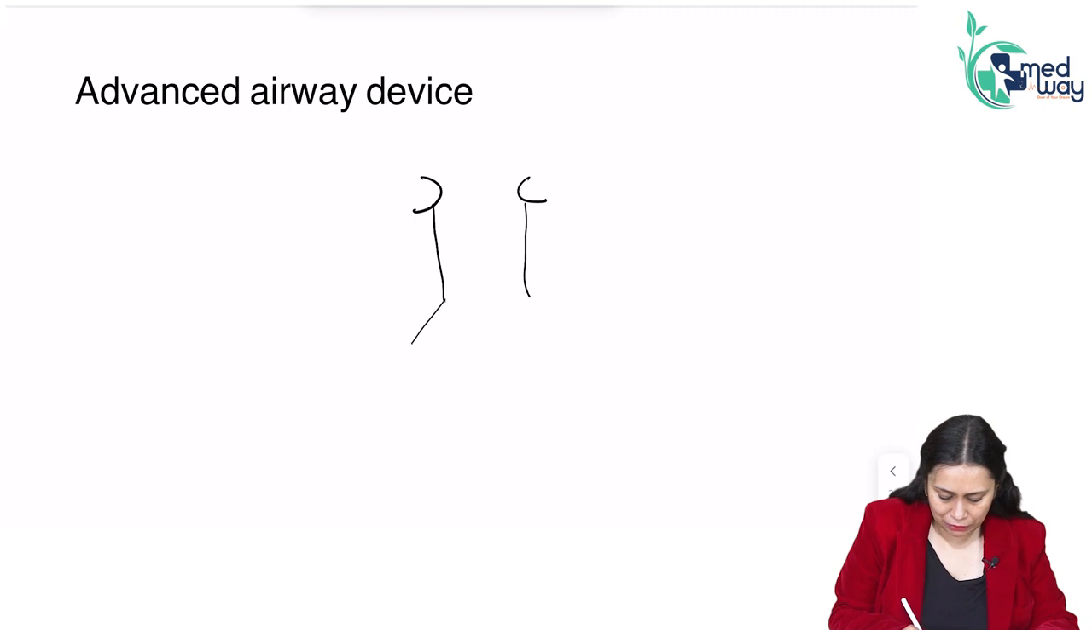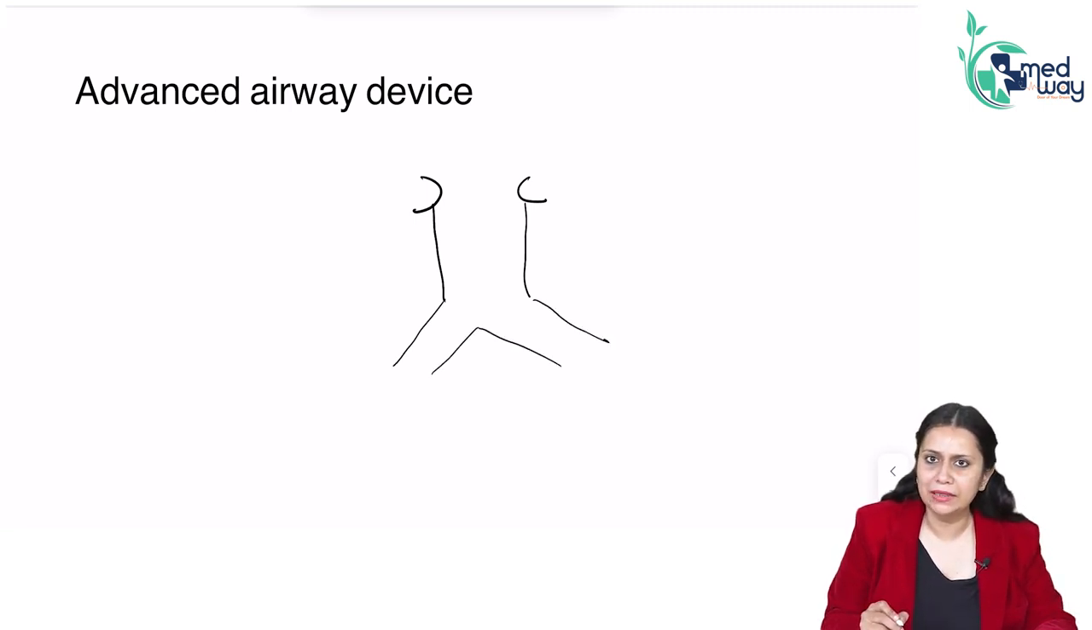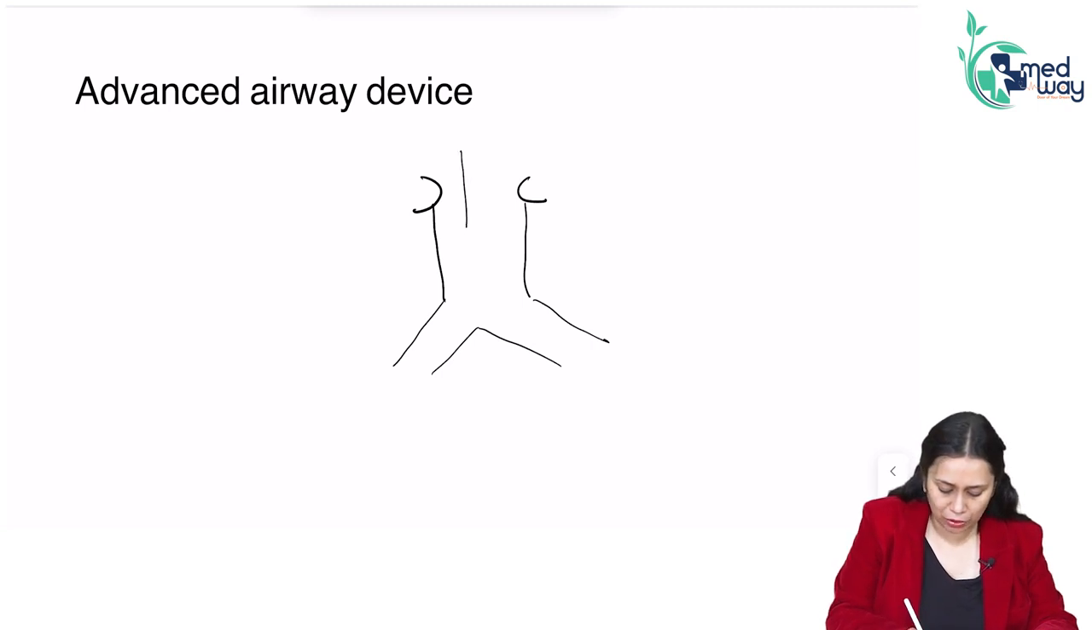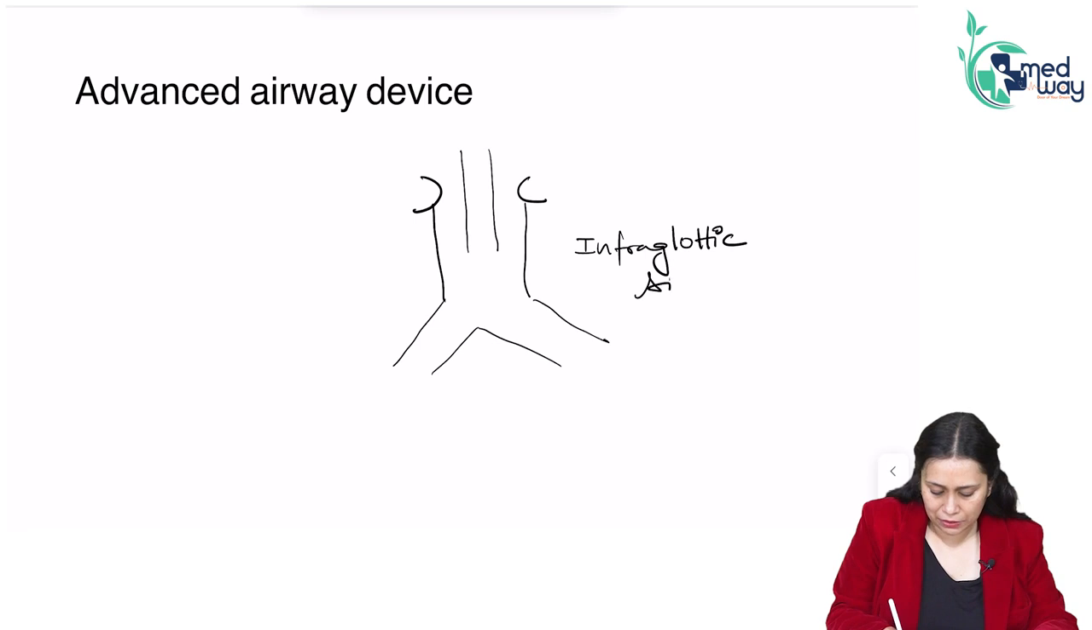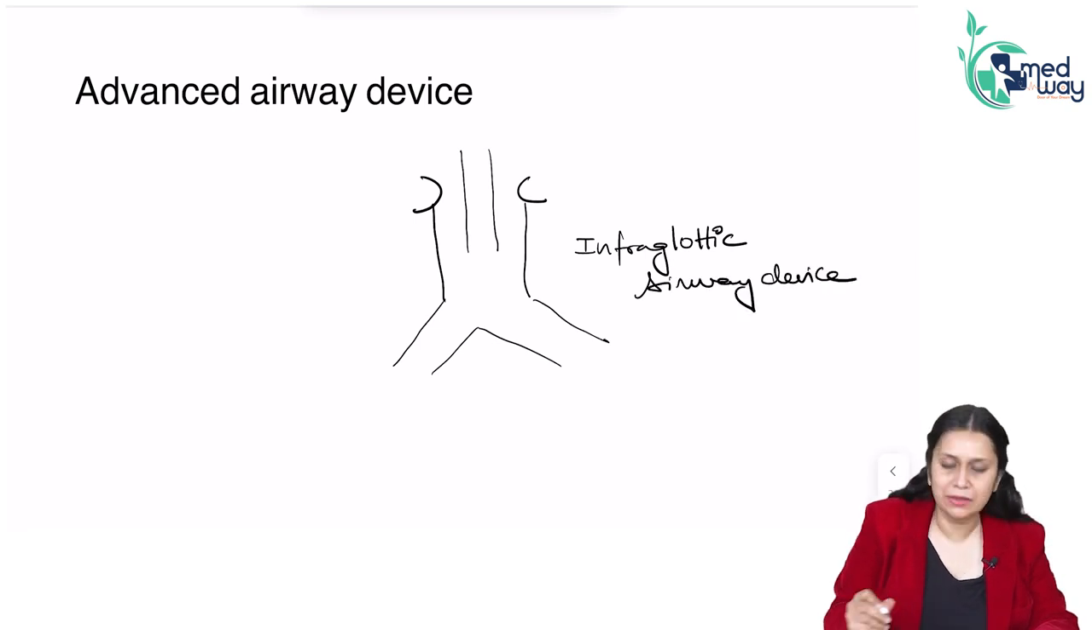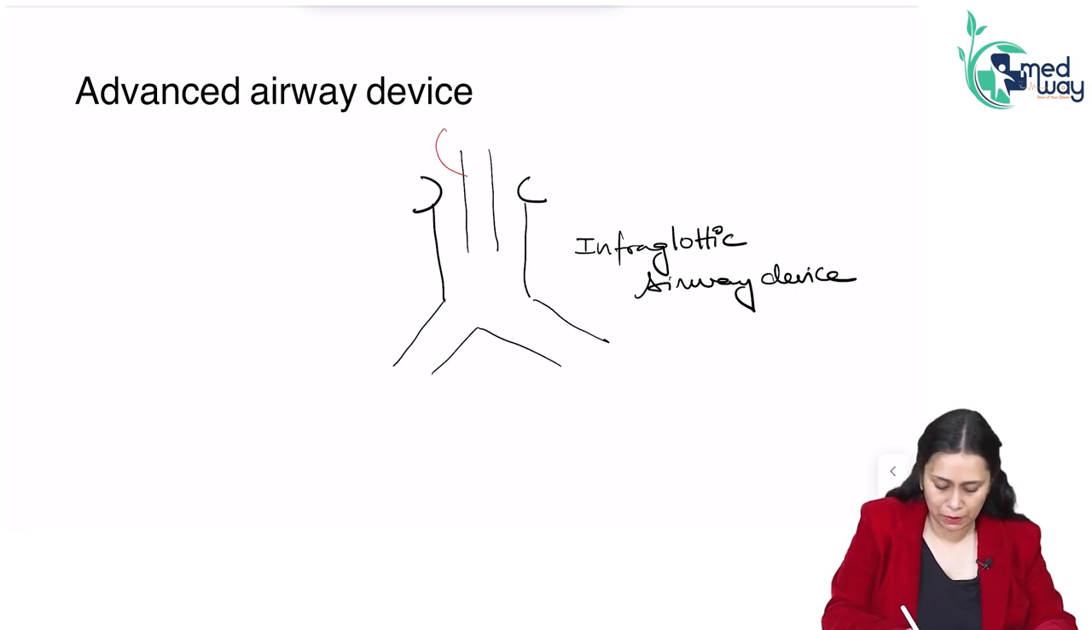So advanced airway devices can be divided into two types. If you see, this is the glottic opening, this is the trachea, and this is the right and left bronchus. If I put the device and the device crosses the glottic opening, then it is called an infraglottic airway device. And if the device remains above the glottic opening, then it is called a supraglottic airway device.